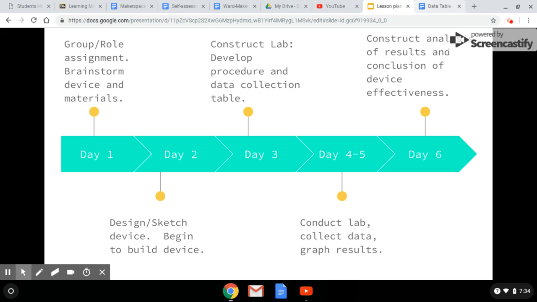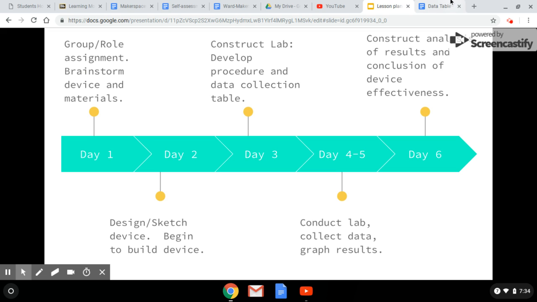And then on day 6, that's when they're going to construct their analysis of their results, like what did they find out, and their conclusion on whether their device was effective or not. And to convince the adventurers to choose their device, they need to have evidence, they need to have data. Just like with anything, even when you watch TV and see an infomercial, you want to make sure that there's some sort of data to support their claims. You have to back it up with your data. So that's what they're doing. They're going to construct a conclusion, or even sort of a persuasive essay about why their device is effective.